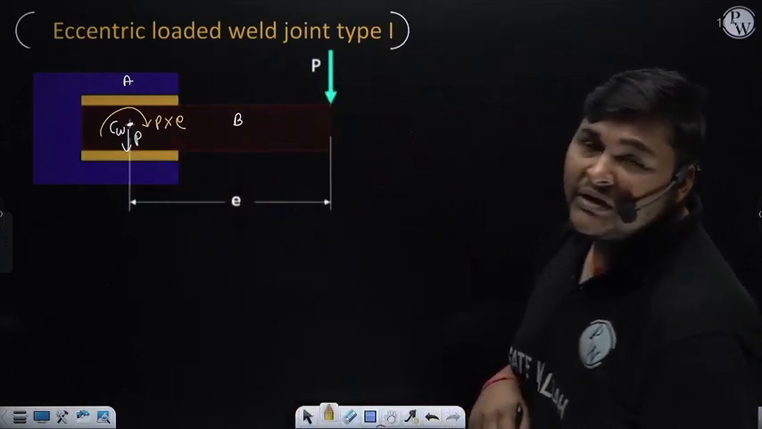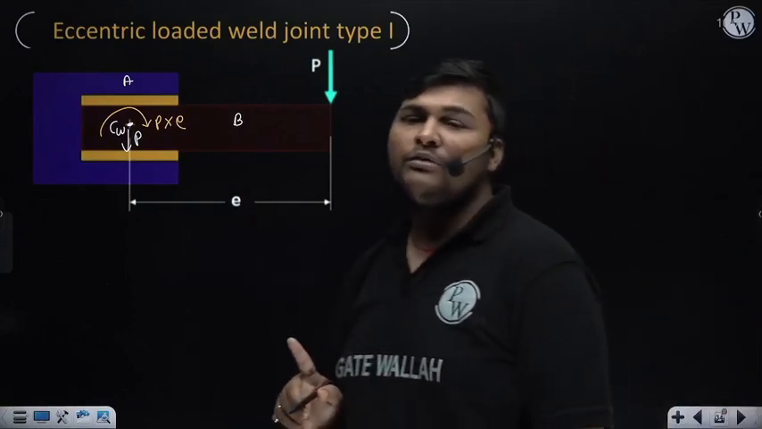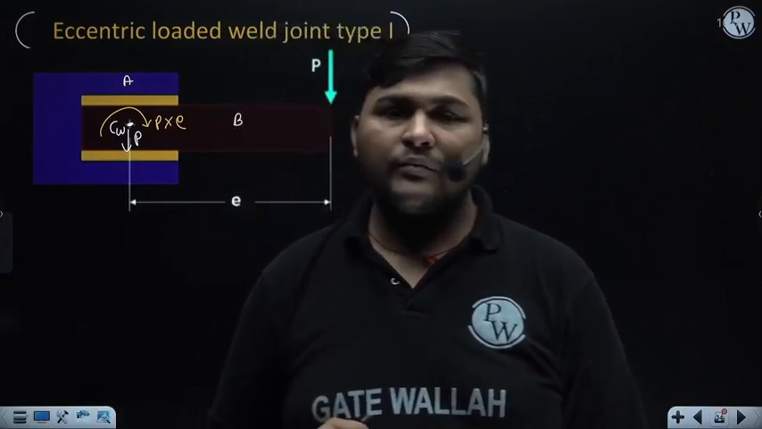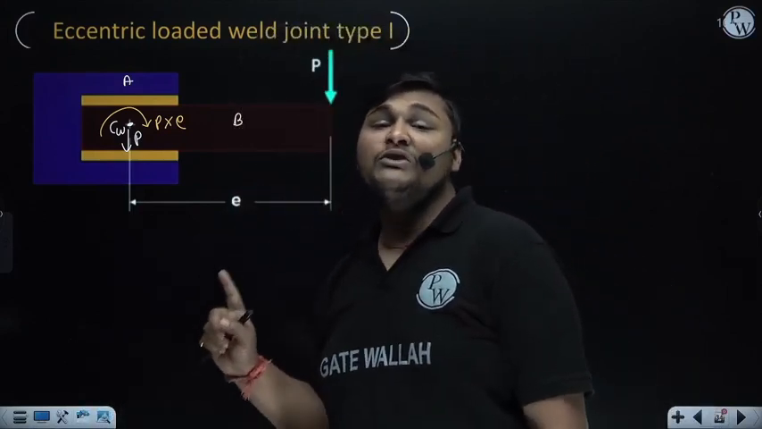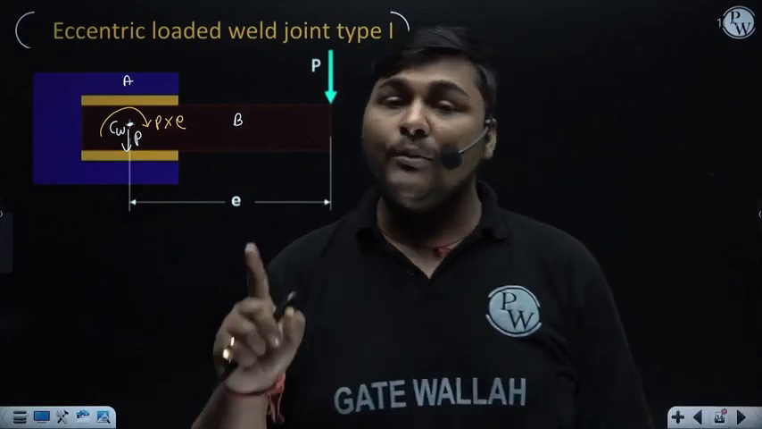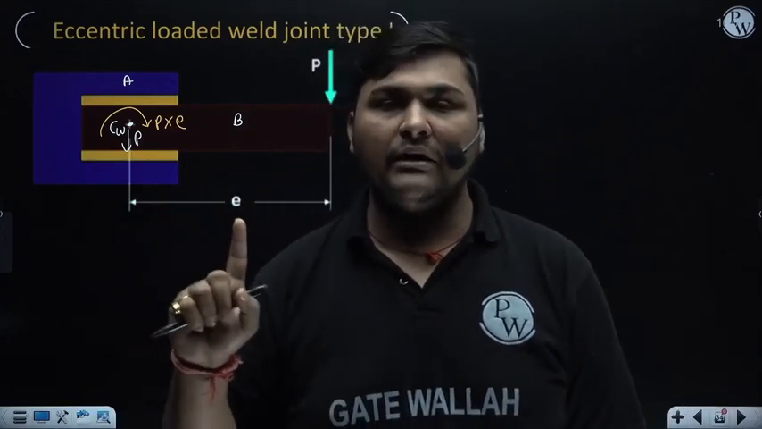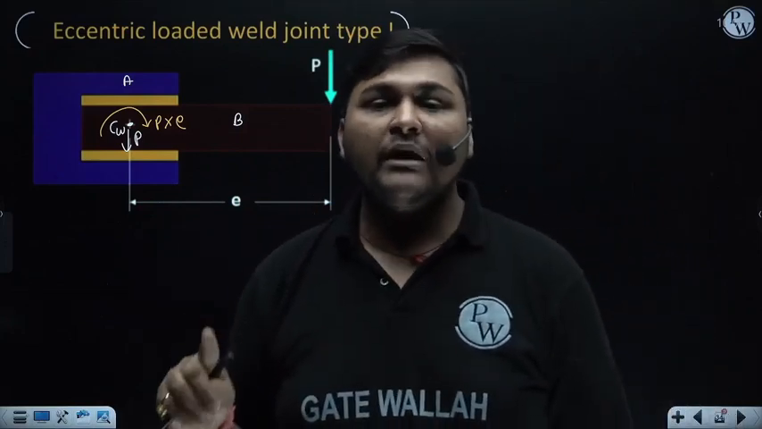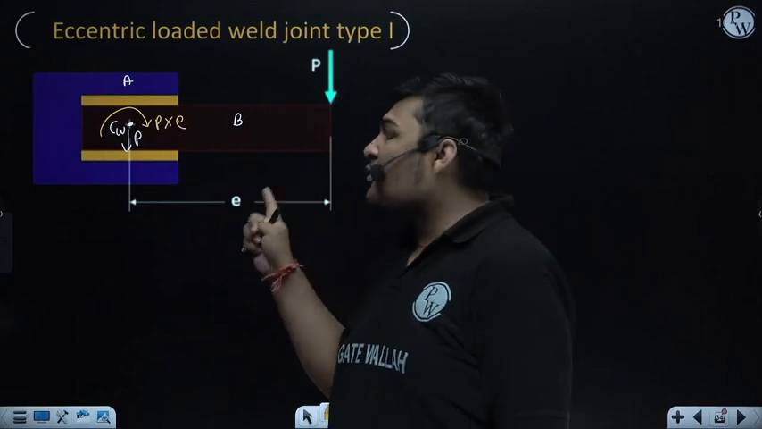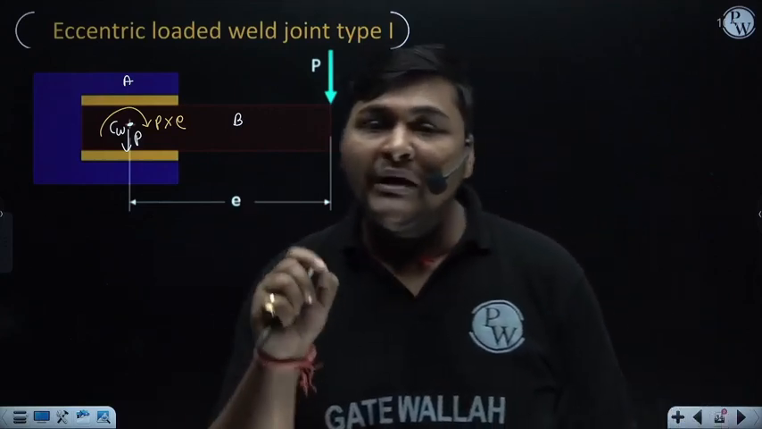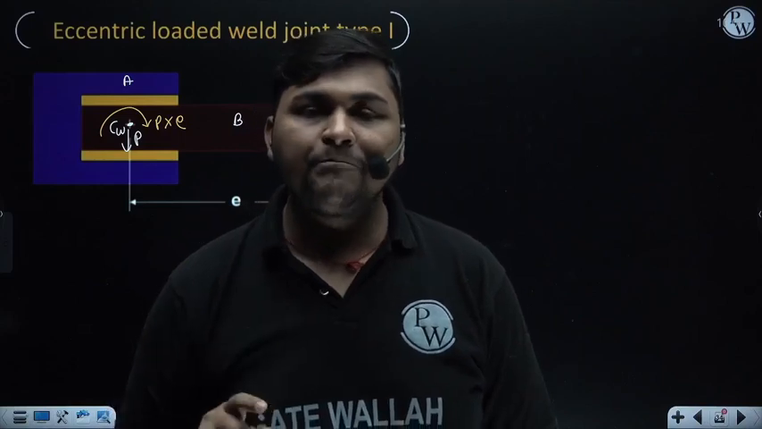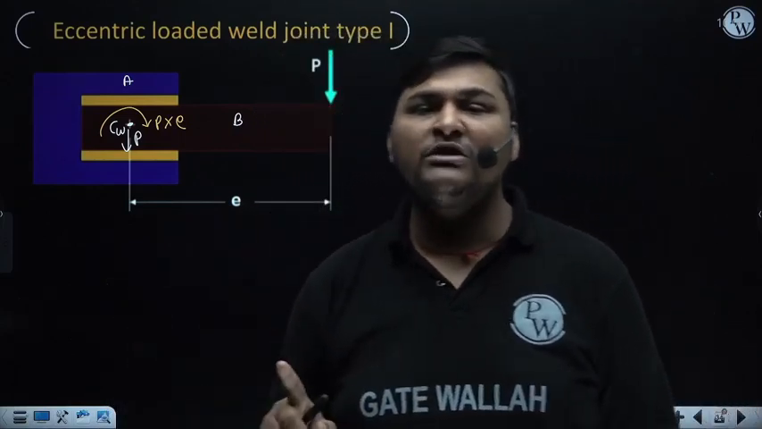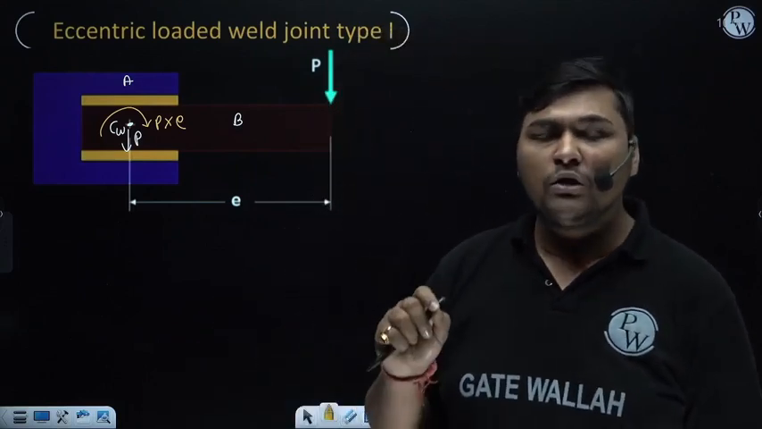So if you transfer this load P to the combined centroid of the weld, a direct force P will come and a moment P into E will come. Now you can see in this case of type 1, at the combined centroid both direct force and moment are coming. Direct force means primary stress will be induced in the weld, that is 100% sure. But since after transferring force P to the combined centroid one moment is also coming, which is P into E, due to that moment secondary stress will also come into the picture, means due to this moment P into E, secondary stress will also be induced in the weld.